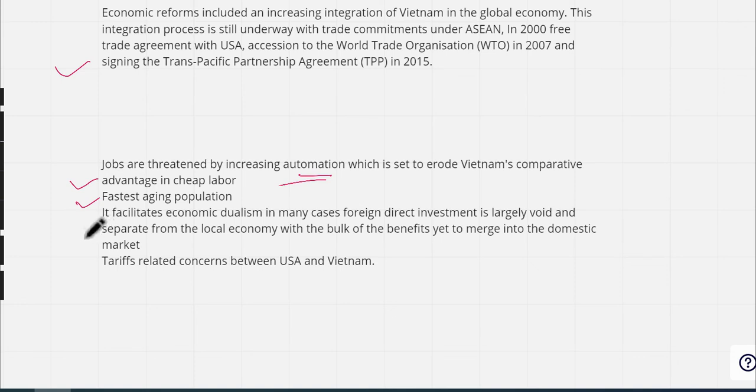Still 40% of the population is relying on agriculture. So this foreign direct investment as well as the domestic market, these two are running parallelly. Then tariff related concerns between USA and Vietnam. This is also again a setback where the USA can actually push Vietnam's traded goods on these tariff related issues.